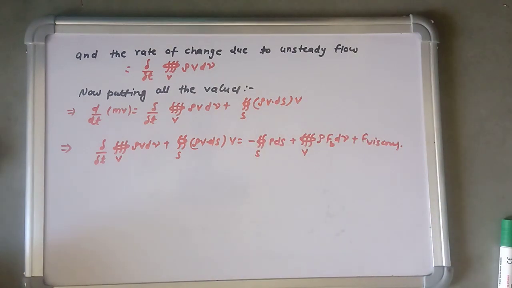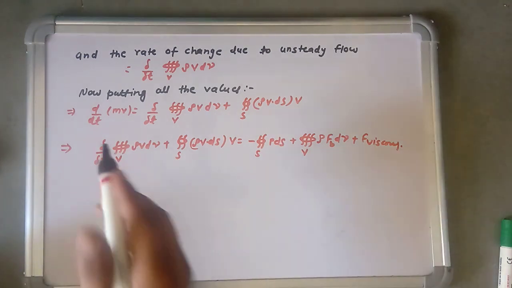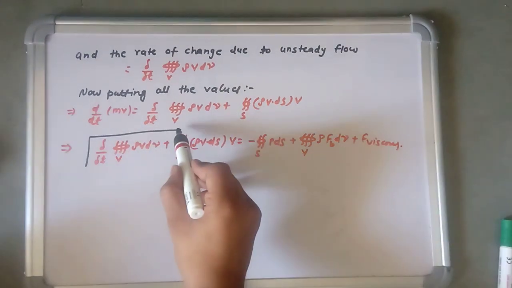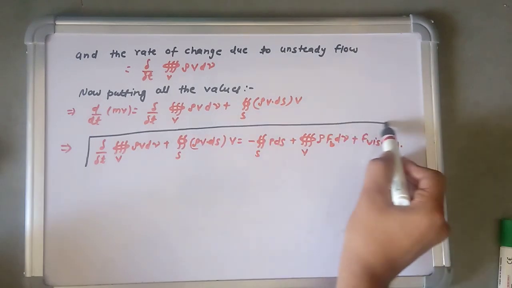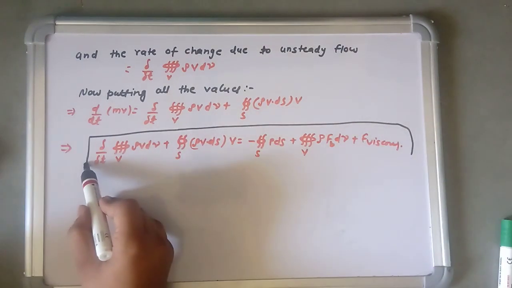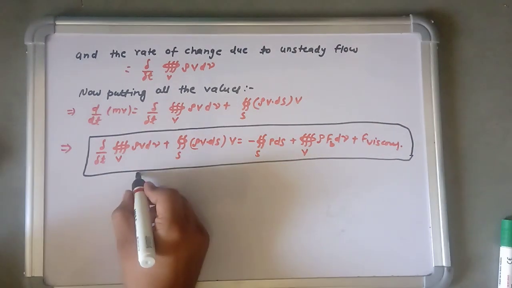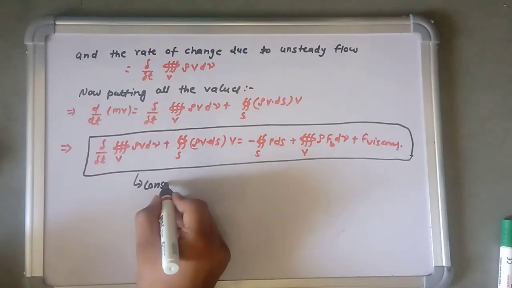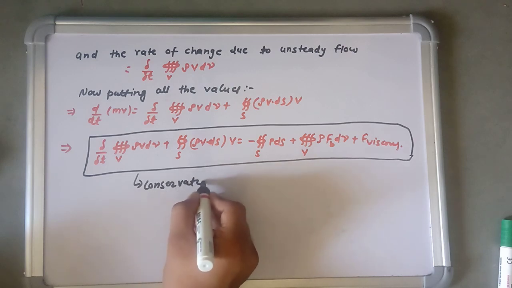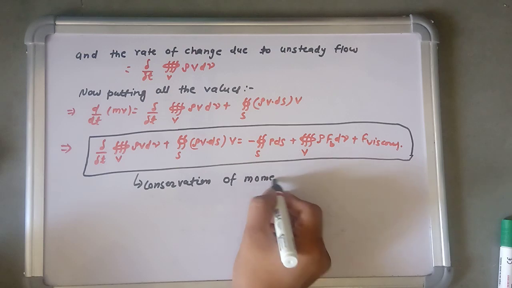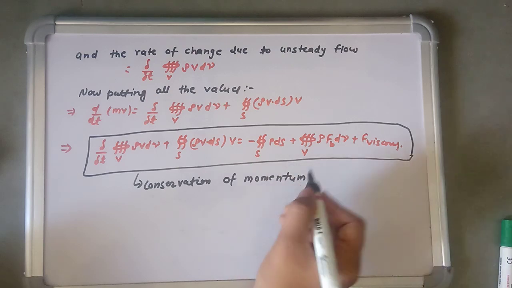Okay, so by solving all these equations we finally get this equation, which is known as the conservation of momentum equation.